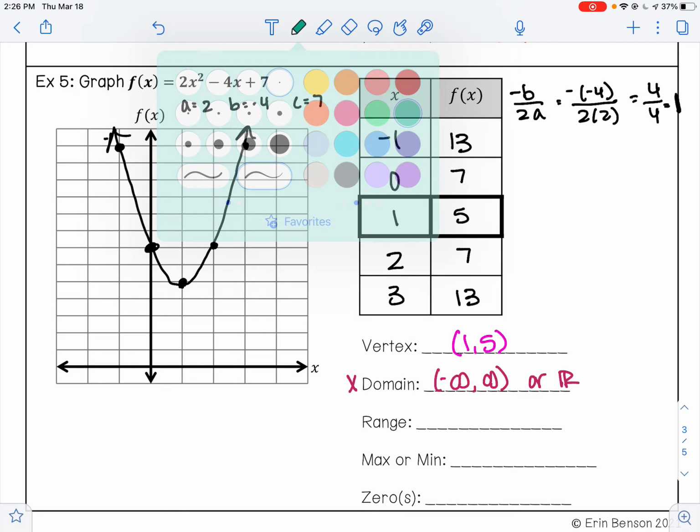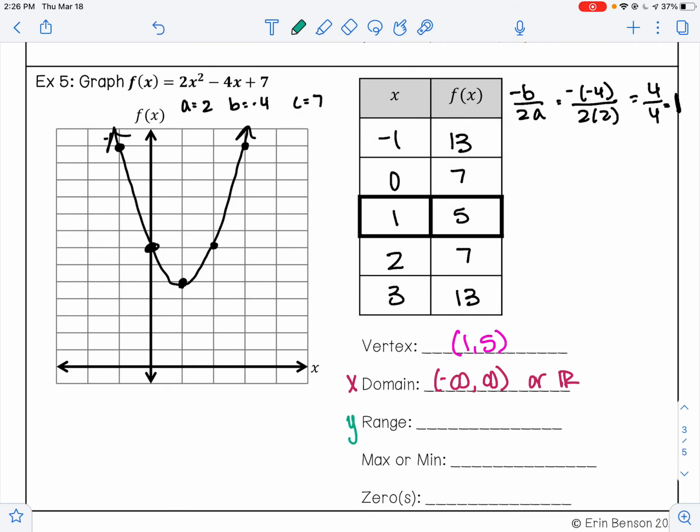Our range is our y values from the bottom of our graph to the top of our graph. The bottom of our graph is our vertex, and that is where y is 5. Our graph is going up forever, so that's going to infinity. So our range is from 5 to infinity, which is the same thing as y is greater than or equal to 5.